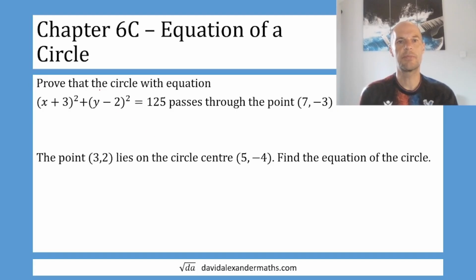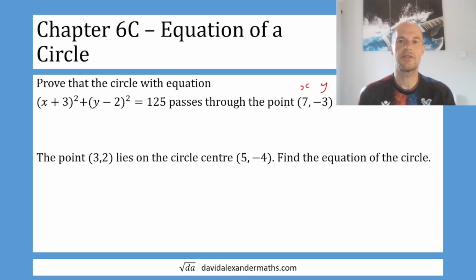Okay, so here we just need to prove that the circle with equation (x + 3)² + (y − 2)² = 125 passes through the point (7, −3). Well, we know that x is 7 and y is −3. Let's substitute in the x and the y value.